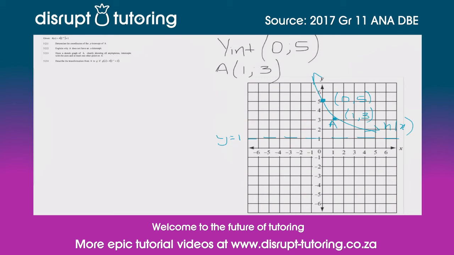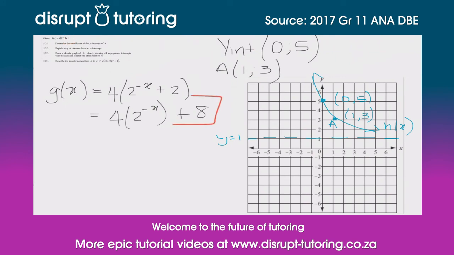So let's look at what g of x is. We've got g of x is equal to 4 times 2 to the minus x plus 2. If we multiply the 4 in, we'll have 4 times 2 to the minus x plus 8. Okay, so now let's compare g of x to h of x. We can see that the difference here is that we've got a plus 1 in h of x and we've got a plus 8.